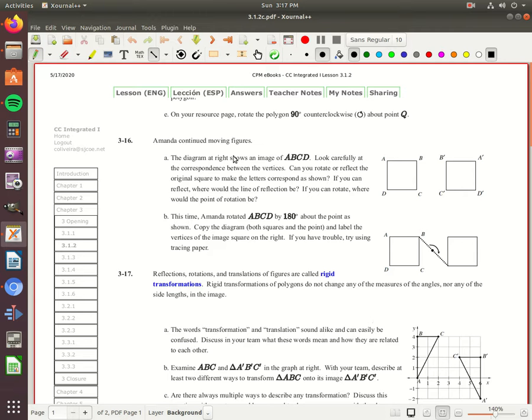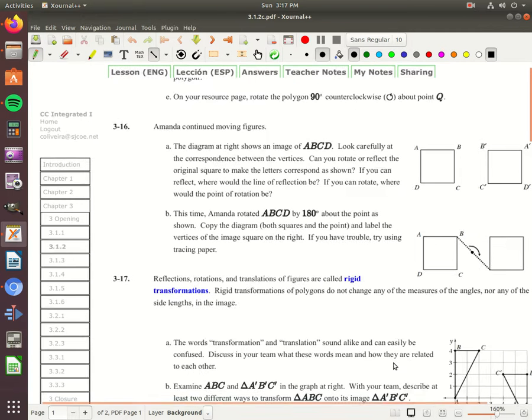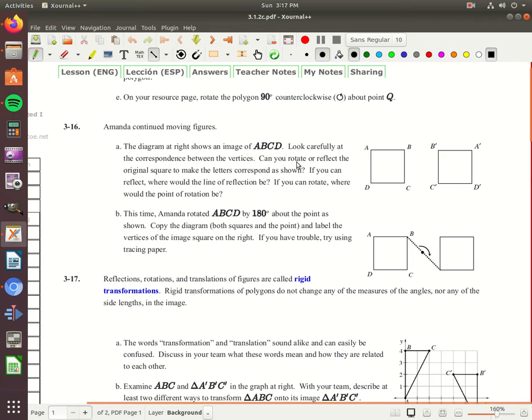All right, so Amanda continues moving figures. The diagram to the right shows A, B, C, D. Look carefully at the correspondence between the vertices. Can you rotate or reflect the original square to make the letters correspond as shown? Well, it sure looks like we reflected across the line right in the middle. That B went a little bit, the A went further, the C went a little bit, the D went further. So it looks like we reflected across this line.